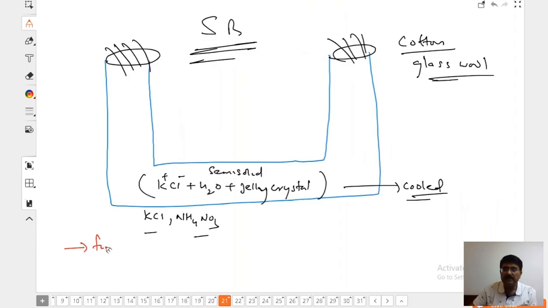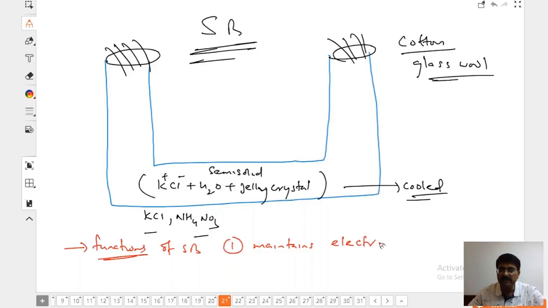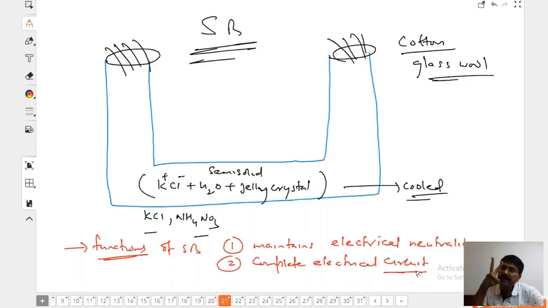So what is the next important question that can be asked? Functions of salt bridge. First, it maintains electrical neutrality, don't worry about the spellings, and second, it completes the electrical circuit. There are two major functions of salt bridge: maintains electrical neutrality and completes electrical circuit.